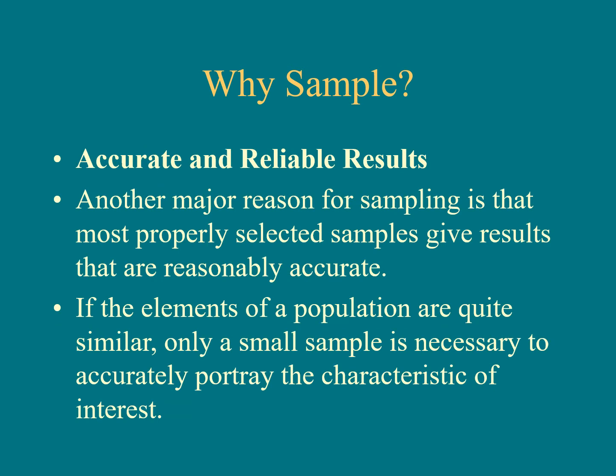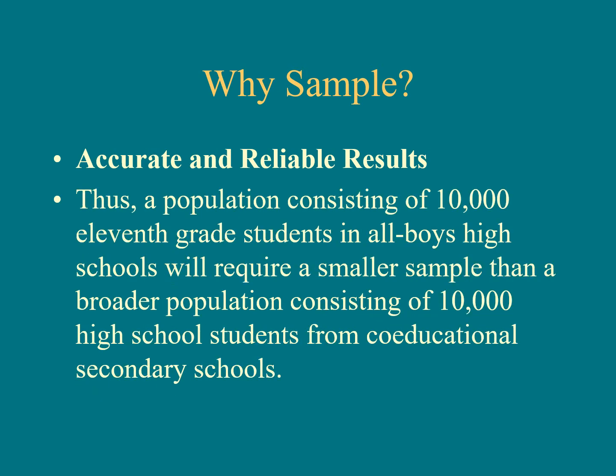Accurate and reliable results. Another major reason for sampling is that most properly selected samples give results that are reasonably accurate. If the elements of a population are quite similar, only a small sample is necessary to accurately portray the characteristics of interest. Thus, a population consisting of 10,000 11th grade students in all boys high schools will require a smaller sample than a broader population consisting of 10,000 high school students from coeducational secondary schools.